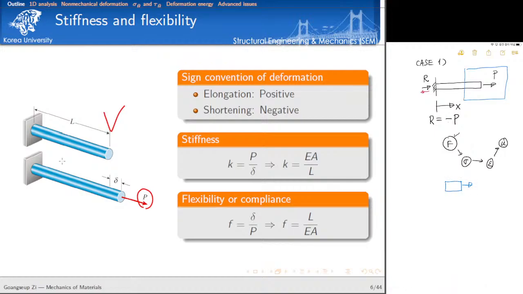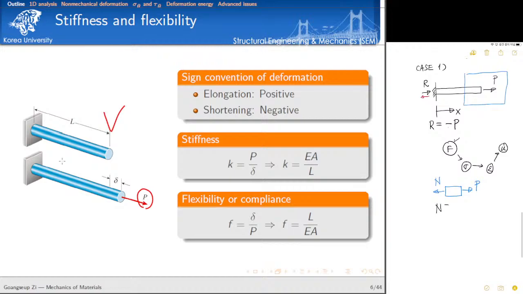I have an external force P. And then according to the sign convention of internal force, if any internal force stretches the member, then this is positive by default, isn't it? So I want to consider positive default internal force N. If you apply the free body diagram for this small segment, then I can easily calculate that N is equal to P. Make sure that the magnitude of internal force is equal to the magnitude of external force, not the vector.